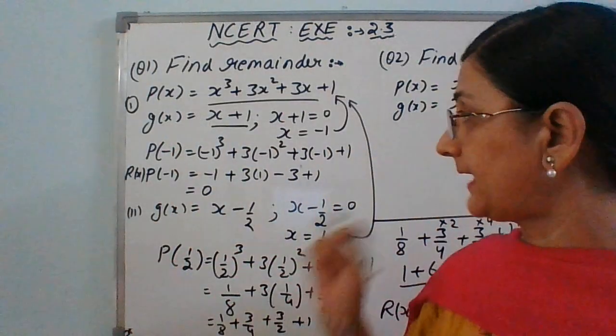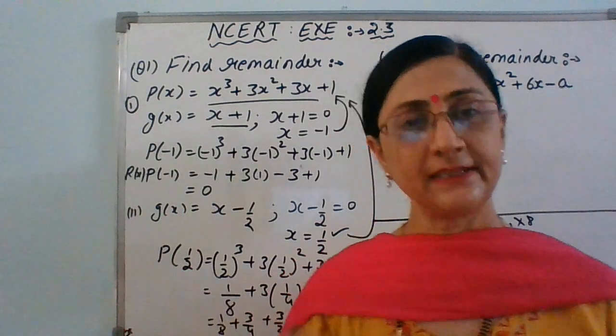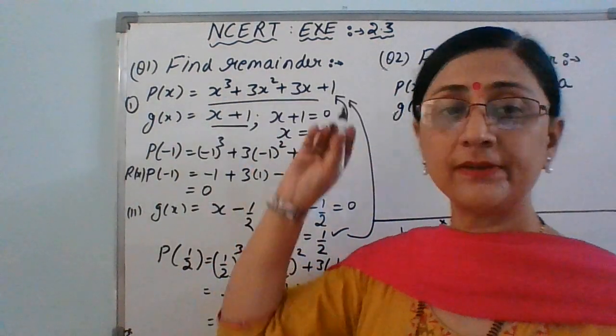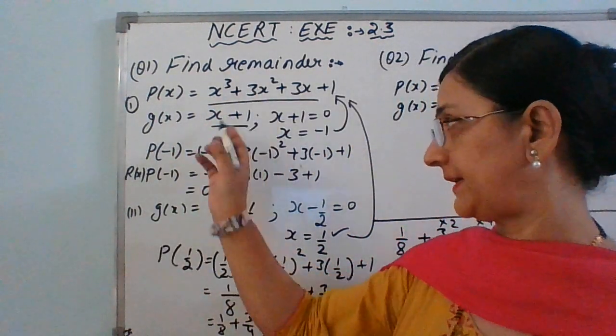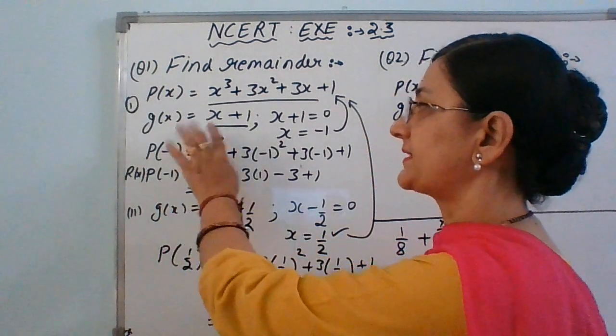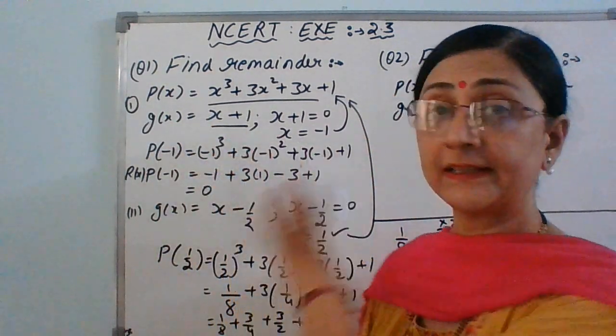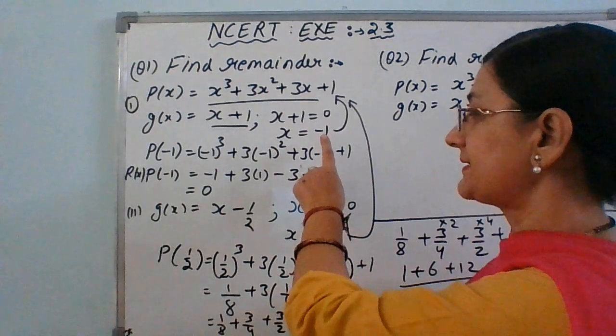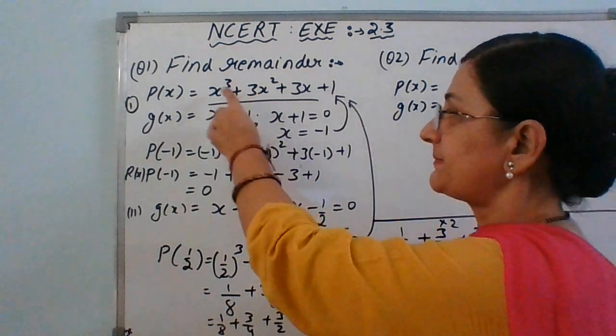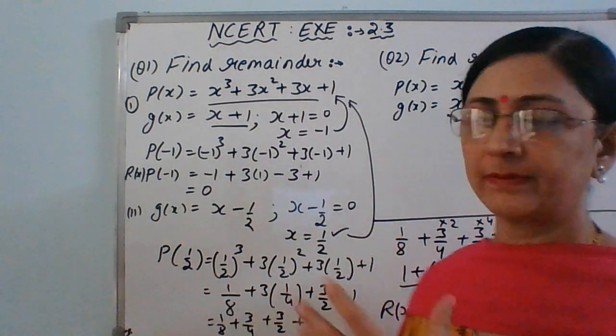I'm repeating this again. How to find the remainder? There will be a dividend and a divisor. p(x) is divided by g(x), right? This is the divisor by which we divide. We have to equate it to 0, get the value from there, and substitute the value in the polynomial. Whatever answer comes will be your remainder.